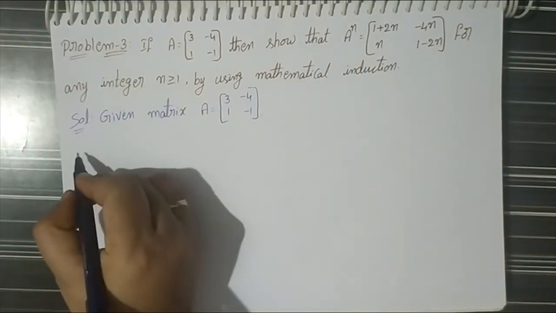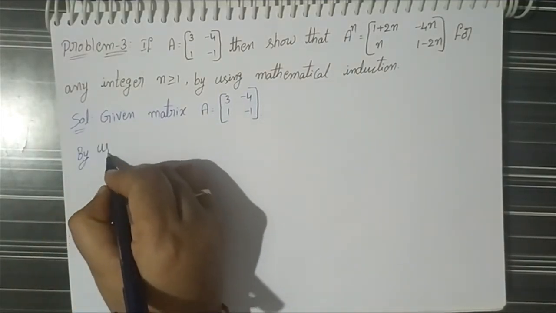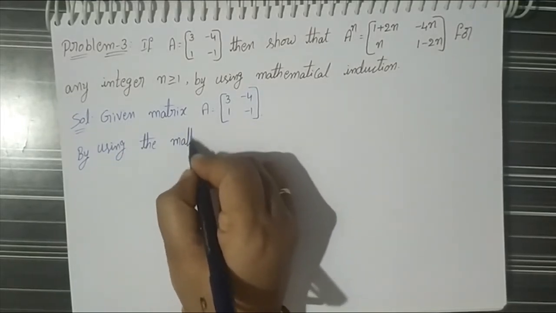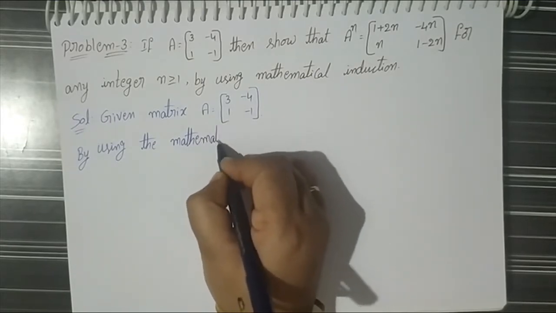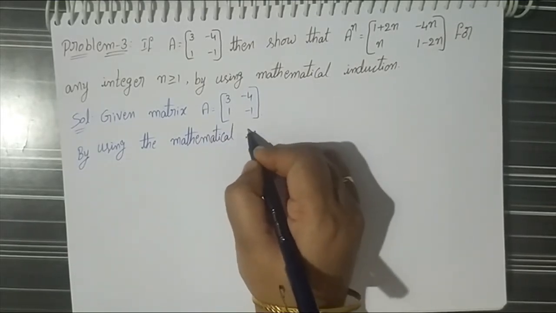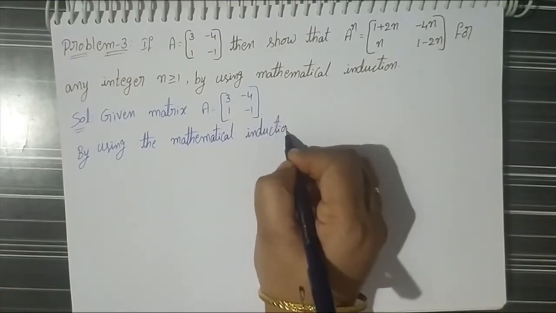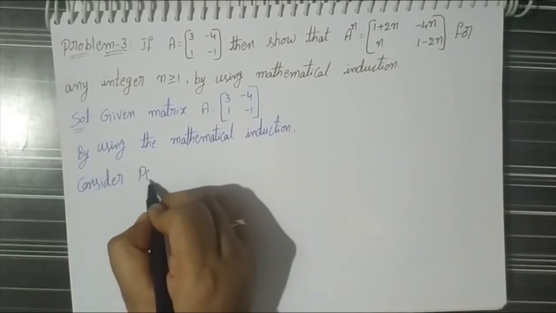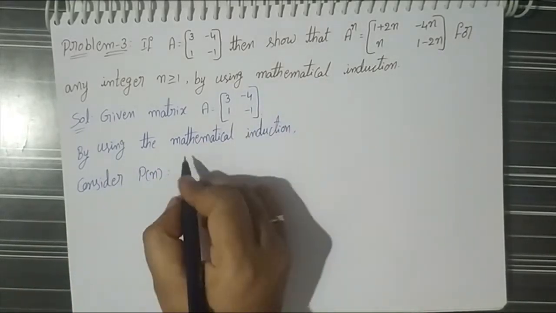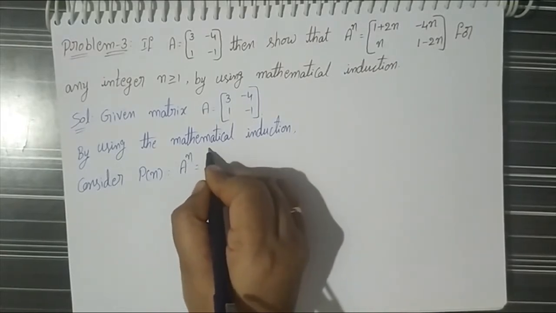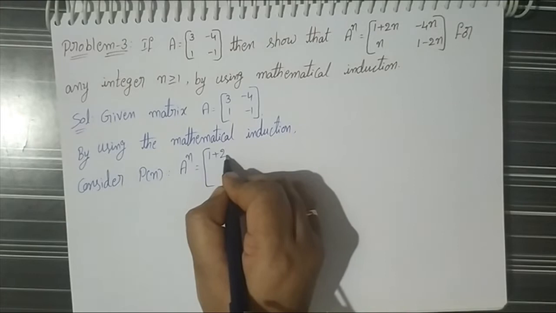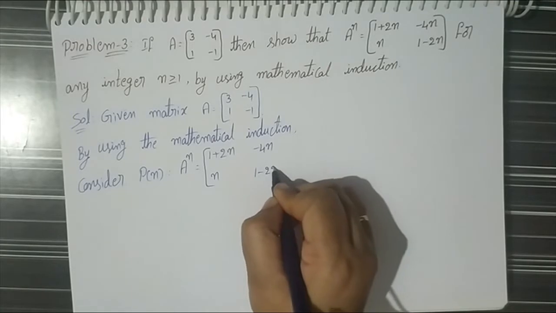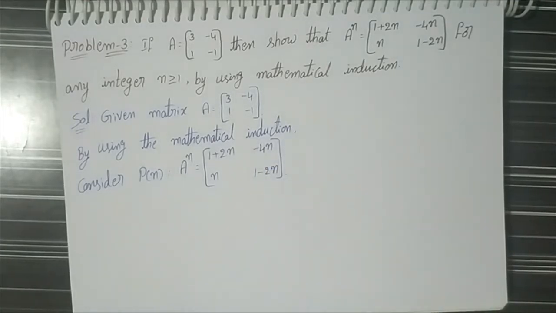By using the mathematical induction procedure, first we consider P of n. Consider P of n such that P of n is A power n equals [1+2n -4n; n 1-2n]. This is the A power n value.